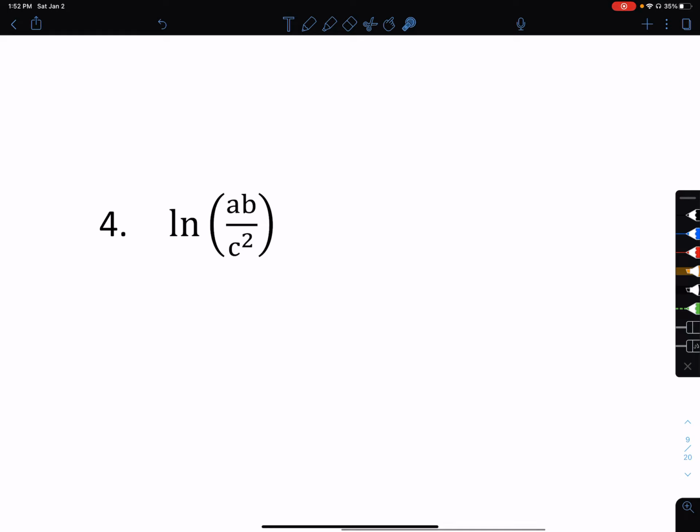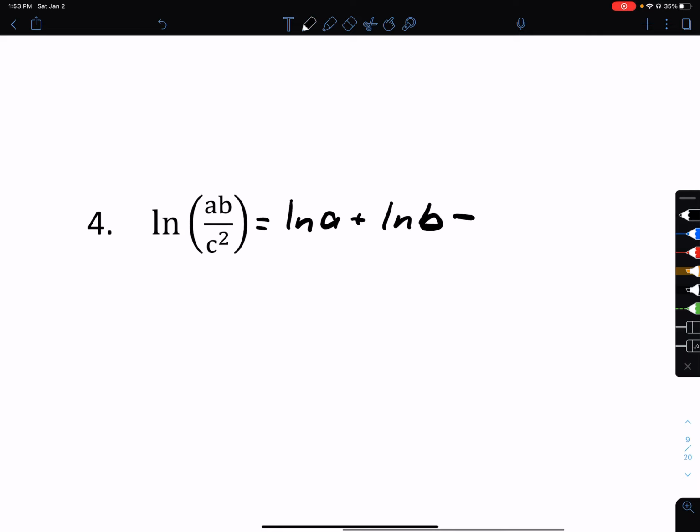Number 4, see if I can do this all in one step. Hopefully it doesn't confuse you too much. We have multiple things in the numerator, and we have c squared in the denominator. So we can write this as natural log of a plus natural log of b. That covers these being multiplied. Subtract natural log of c squared, and I can put the 2 in front so that I'm not writing this 2 as an exponent because I'm trying to expand it, trying to make it as big as possible.